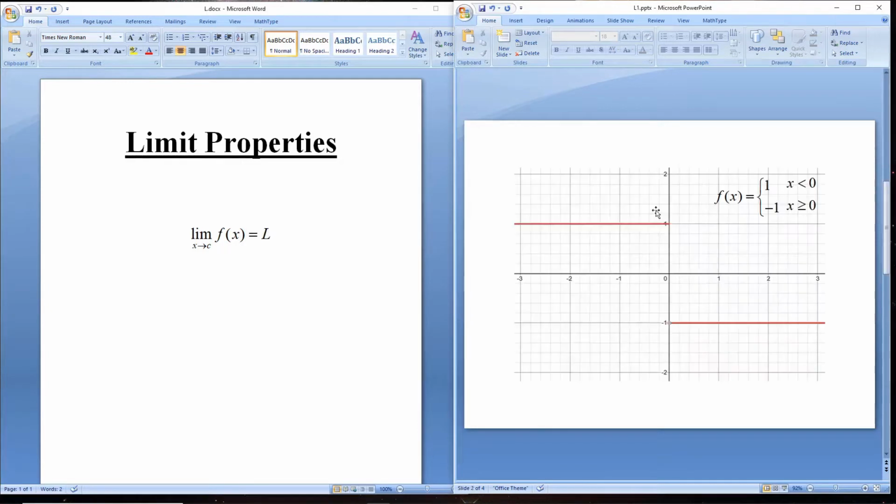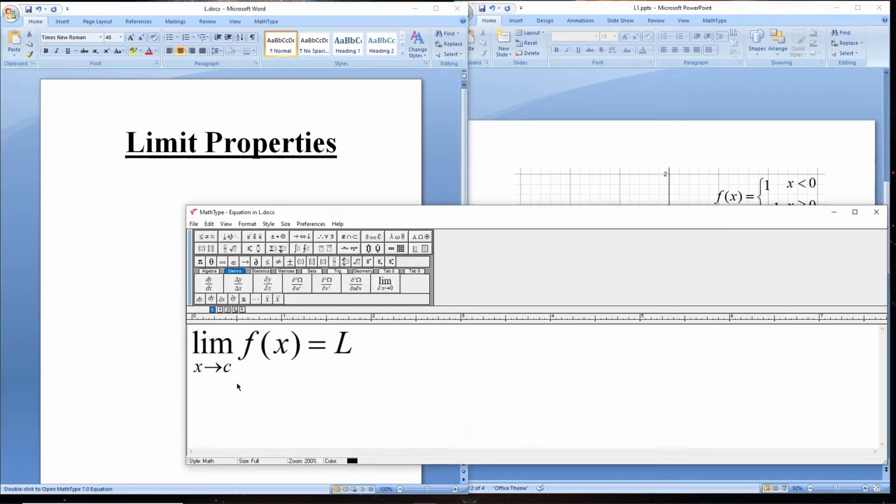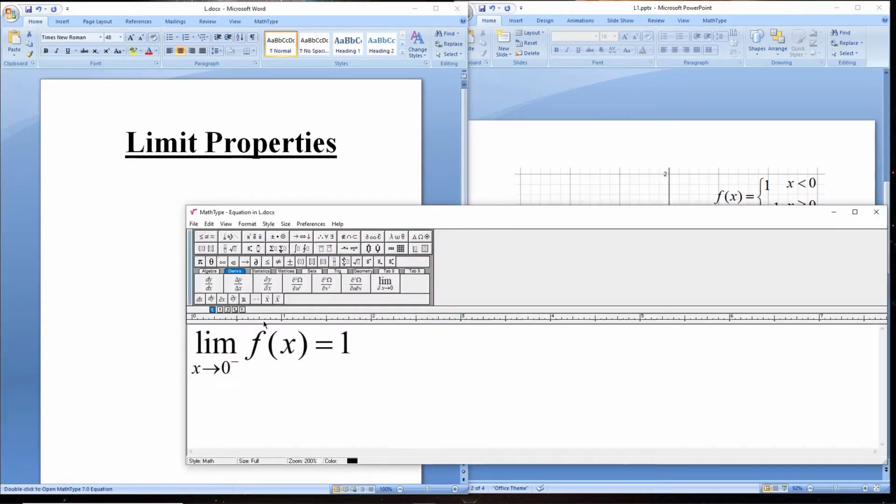And I want to do that with a graph over here. So if we look at the limits of this graph on the right, and let's take the limit as we go to 0 from the left, and let's take a look. So as we approach 0 from the left, we find ourselves at a height of 1. And that's that limit.